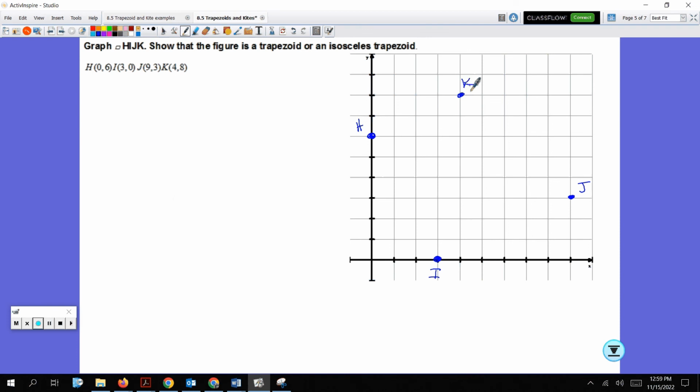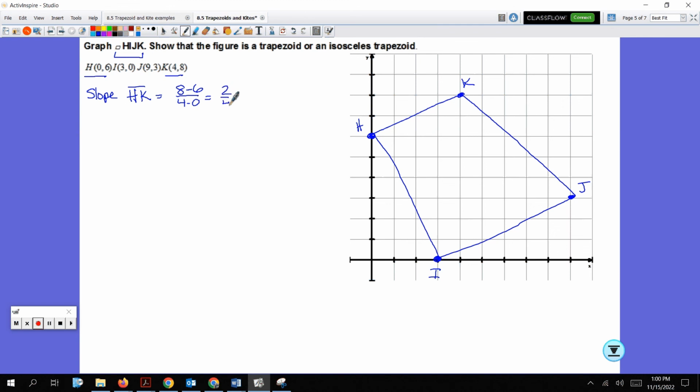That is K. So because it's this quadrilateral, H, I, J, K, I'm going to connect those dots. H to I. I'm going to try my best to make a straight line. All right, looking at it, it kind of looks like a trapezoid. So what I'm going to do is find the slope of all 4 sides. I'm going to do HK first. So 8 minus 6 over 4 minus 0 is 2 over 4, which is 1/2.